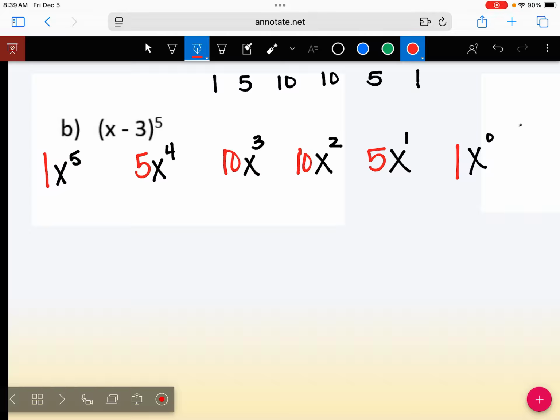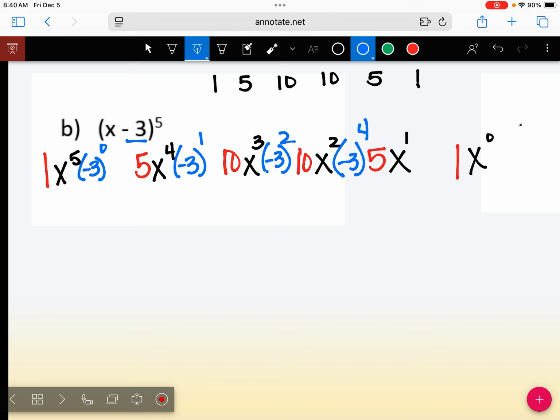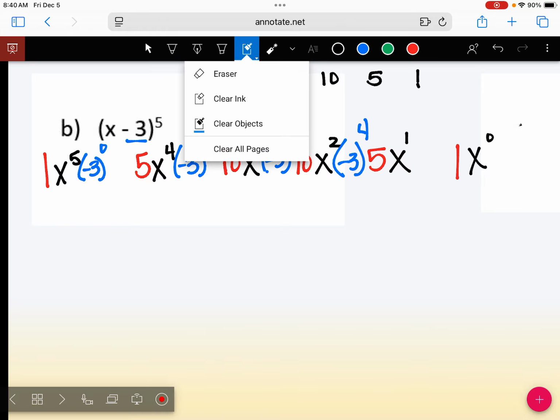And then we're going to take the -3. Whenever it's a negative, I recommend you put it in parentheses. So I'm going to take this -3. I'm going to start at 0 and go up. So I'm going to put -3 to the power of 0. -3 to the power of 1. -3 to the power of 2. -3 to the power of 4. I should have given myself a little bit more space, but it's okay. Well, actually, let me give myself a little bit more.